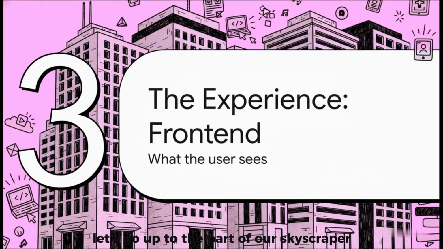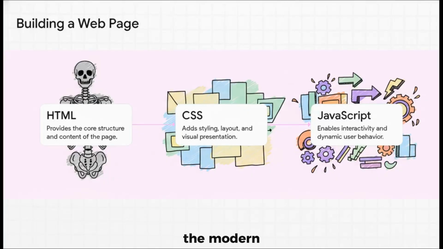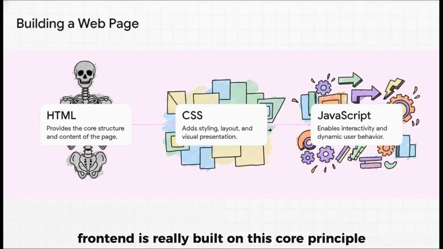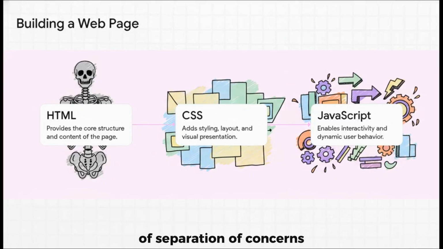Now let's go up to the part of our skyscraper that everyone actually sees and interacts with, the front end. This is the facade, the lobby, the user experience. And let's be clear, it doesn't matter how powerful your backend is. If the front end is slow, clunky, or confusing, the user will think your entire product is broken.